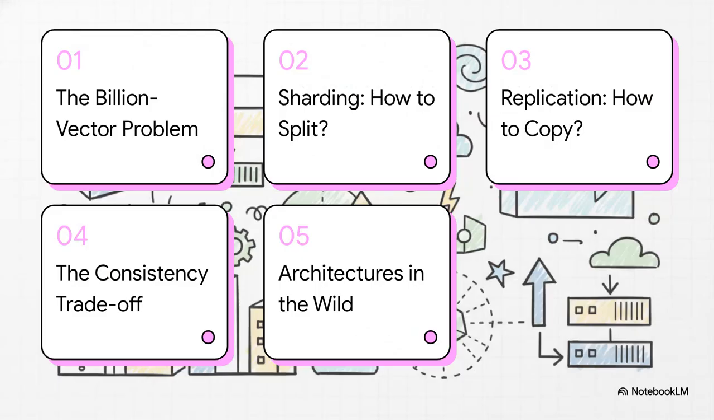Okay, so how do engineers actually pull this off? Well, we're going to walk through their playbook. We'll start with the core idea of splitting up the data, which is called sharding. Then we'll look at how they make copies for safety, which is replication. After that, we dive into the really tough trade-offs around consistency. And finally, we'll see how the biggest names in the game put all these pieces together in the real world.